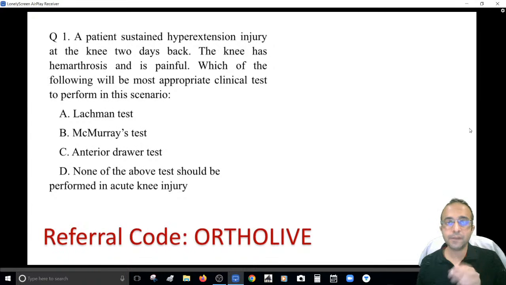Now in this scenario, just a 2 day old injury where the knee is painful, I want you guys to help me out as to which will be the most appropriate clinical test to be performed. The Lachman test, the McMurray test, the anterior drawer test, or none of the above tests should actually be performed, because it's a painful knee. Avoid touching a painful knee.